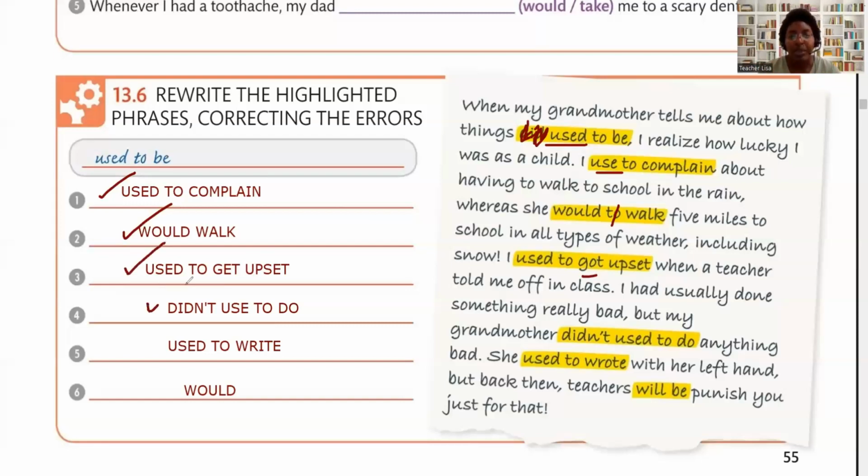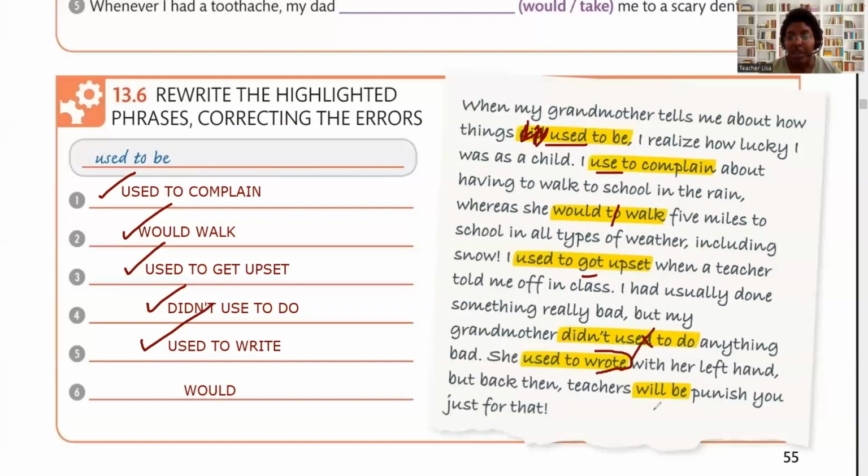Didn't use to do. When we have a negative, we can't say used to. We say use to. And the third one, used to write. The same thing with the write. Here in the mistake, it says wrote, but we don't change that second verb. Used to tells us we're in the past. We don't need to change the second verb to a past tense.